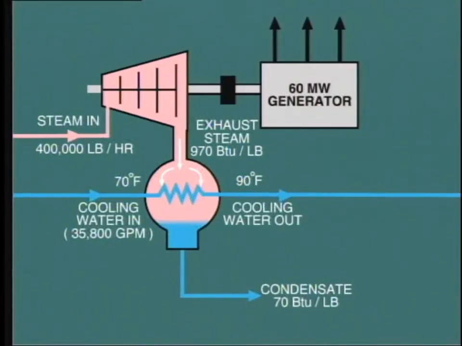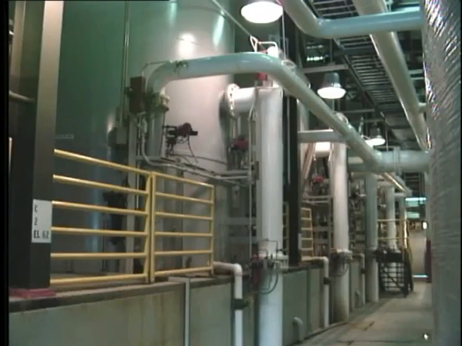In order to condense steam into water, all of the latent heat must be removed. That is about 970 BTU per pound. In order to achieve this, a very large quantity of cooling water is required. For example, a 60 megawatt unit may require as much as 35,800 GPM of cooling water to pass through the condenser. Such a large quantity of water cannot be supplied by a water treatment system.